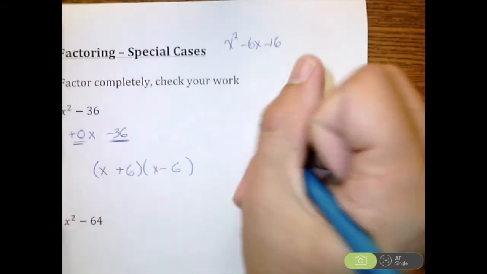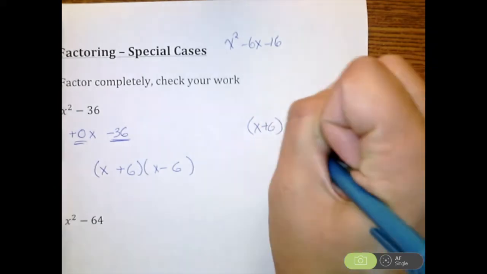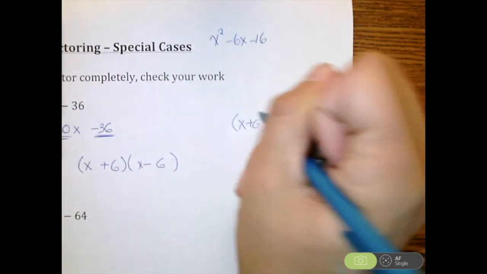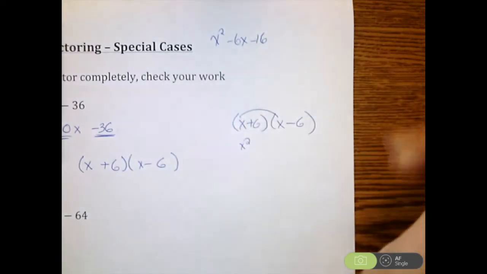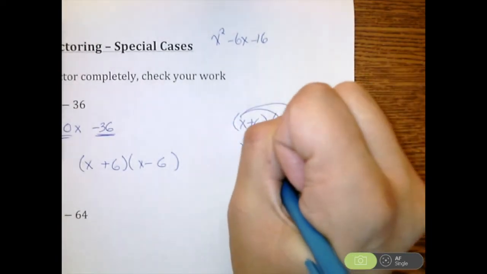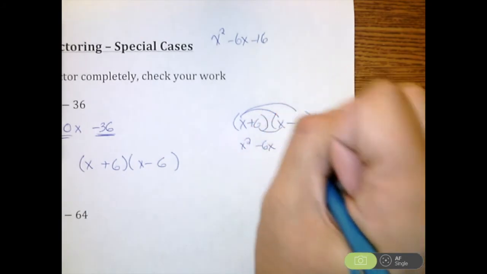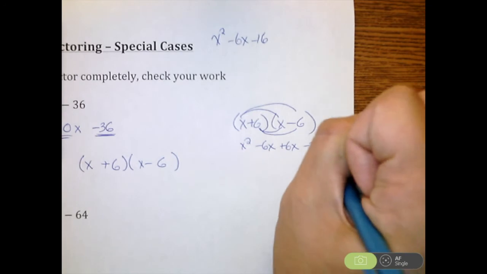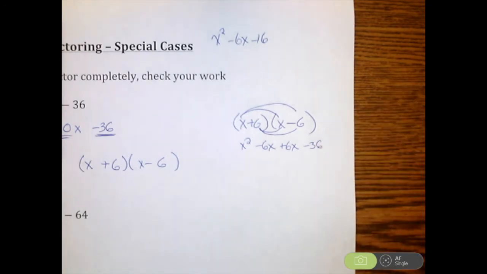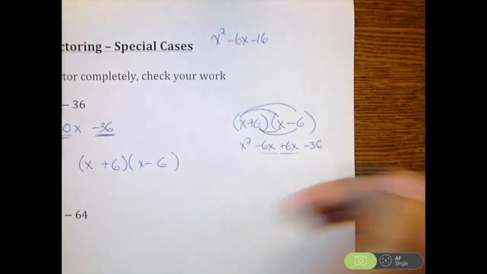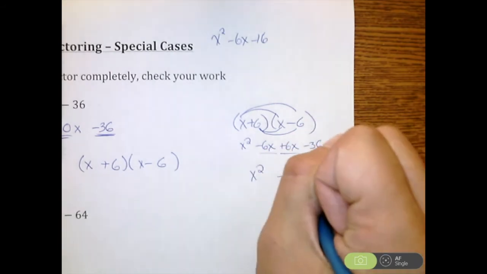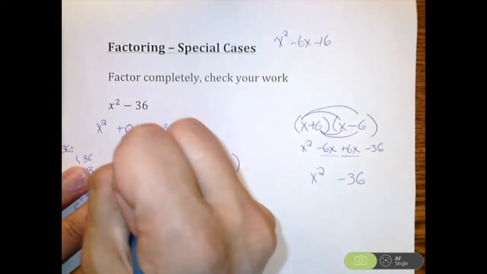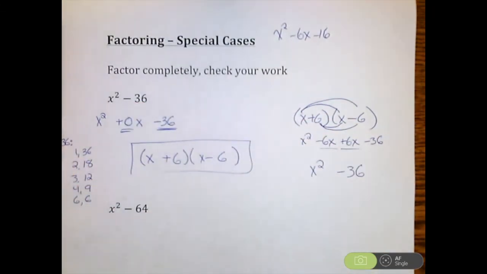So as always, before I box this up, let's make sure it works. x plus 6 and x minus 6. So x times x is x squared. x times negative 6 is negative 6x. 6 times x is 6x. 6 times negative 6 is negative 36. Combine like terms there: negative 6x plus 6x is 0. So I have x squared minus 36. Hey, that's what I wanted to get. So I can box up x plus 6, x minus 6.